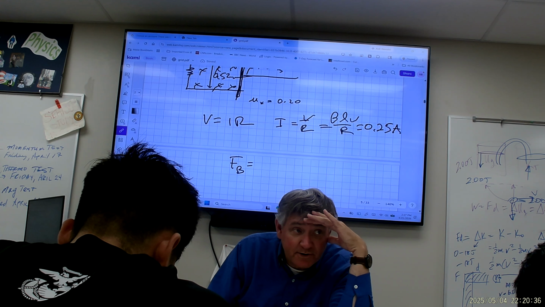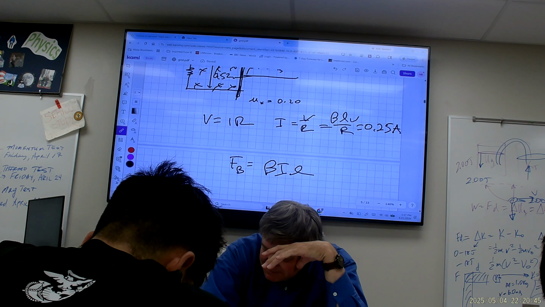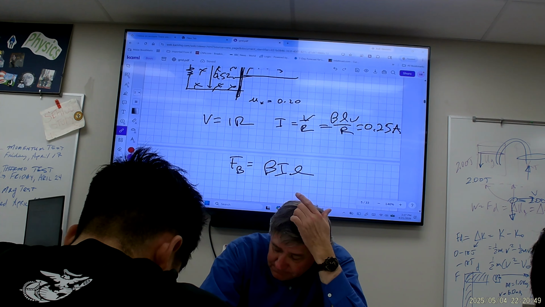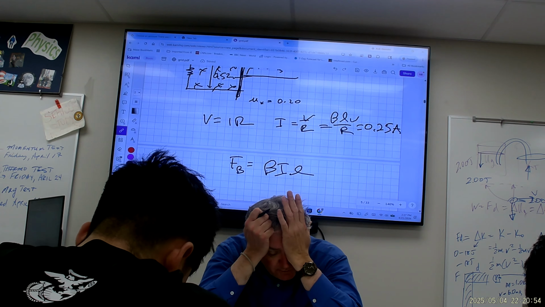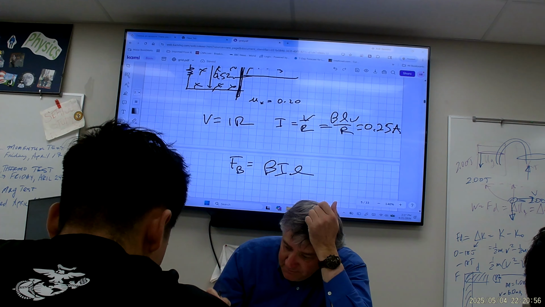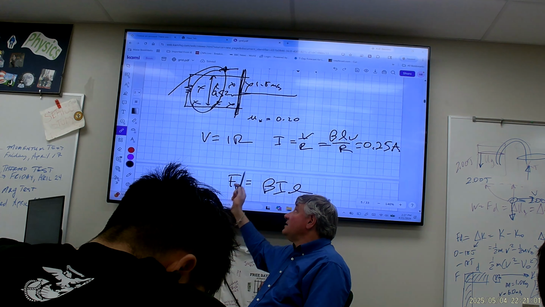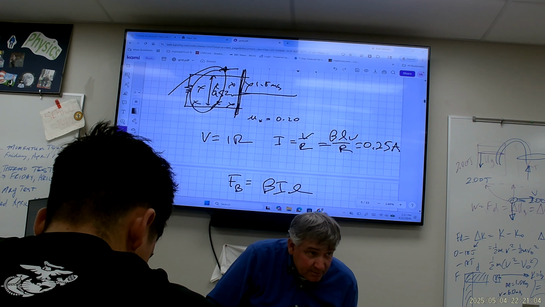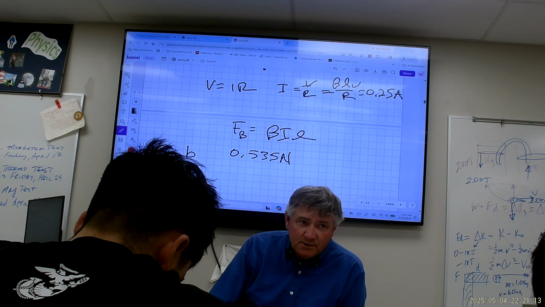Believe. Why aren't you going to use that? Because you don't have velocity. You can't use voltage. Now, ILB. Which length are you going to use? The upward one, not anything acting horizontally. Make sure you use that 0.52 meters. So, in the name of time, your answer to B is 0.535 newtons.